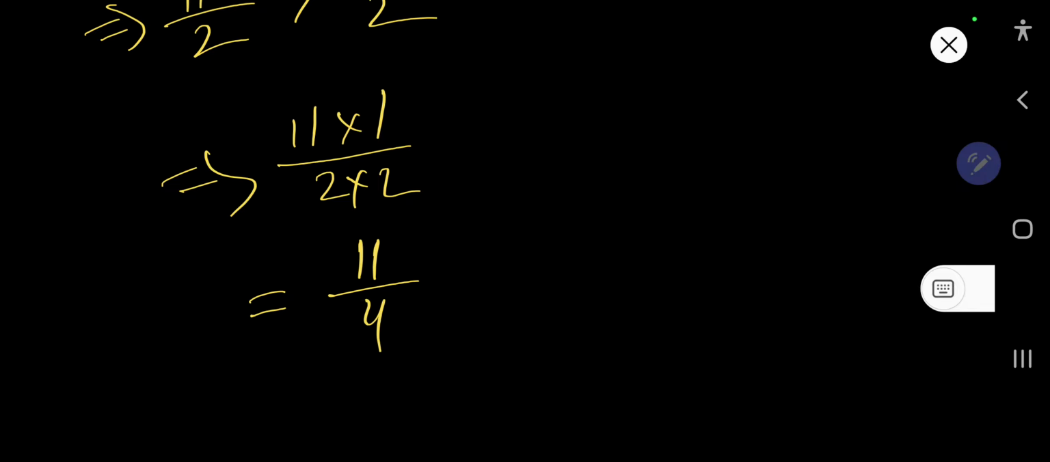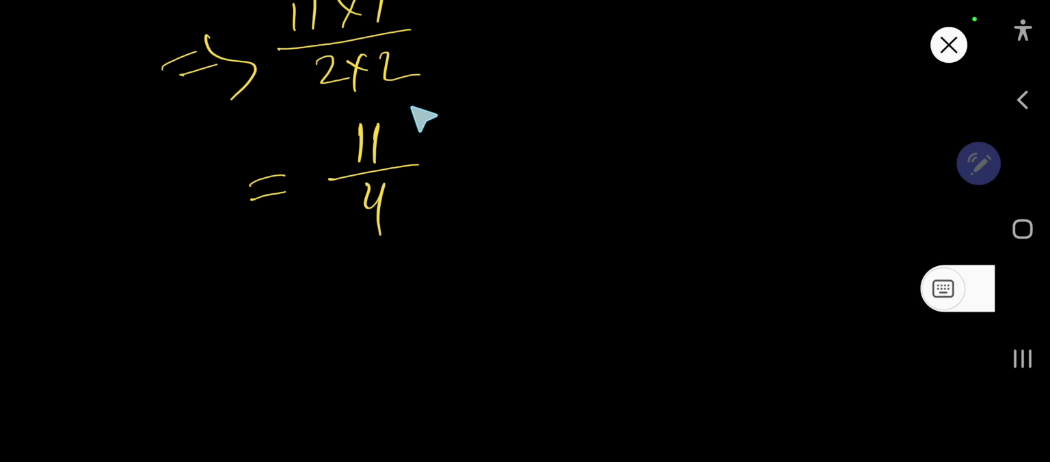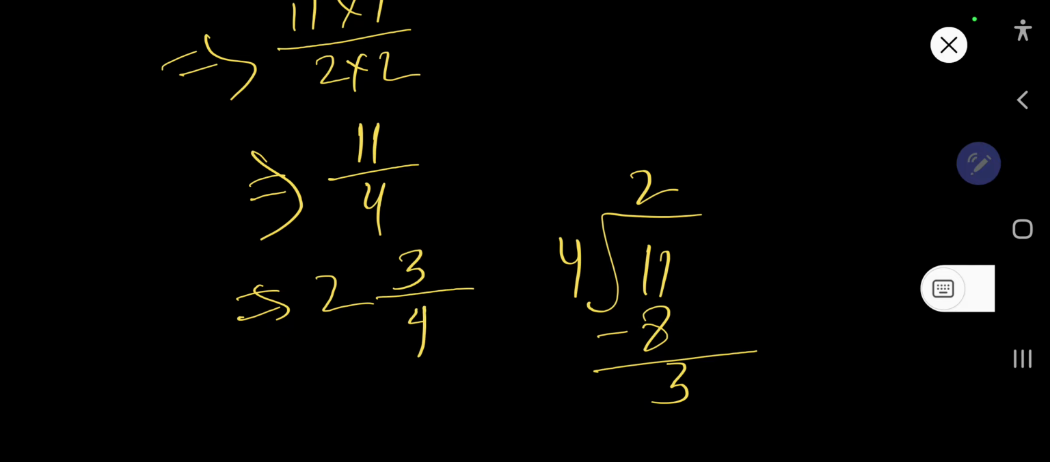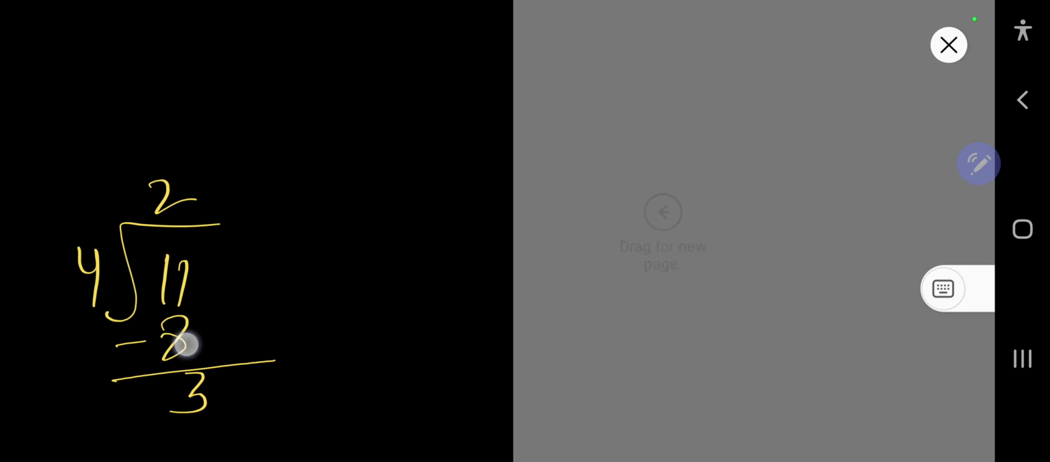So now multiply top to top and bottom to bottom. So 11 over 4. Now change this improper fraction to a mixed number. 4 goes into 11. Look, 2 times. 2 times 4, 8. So if you subtract, what will happen? 3. So this 2 will be the quotient, then this 3 will be the numerator, and this divisor will be the denominator.